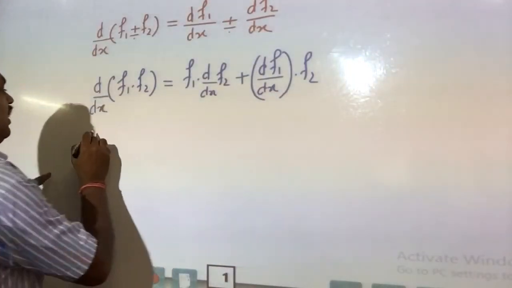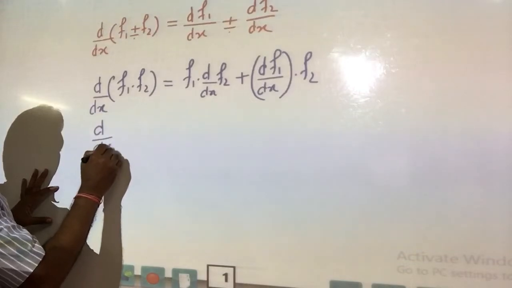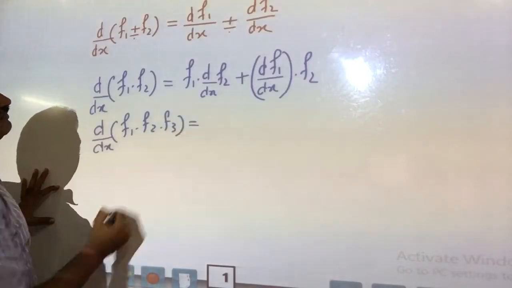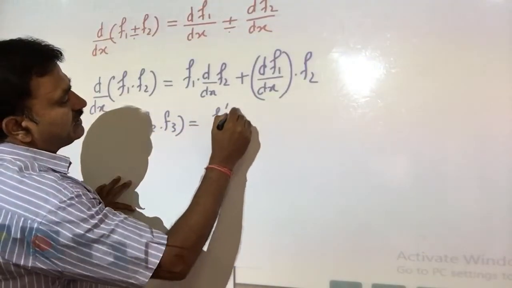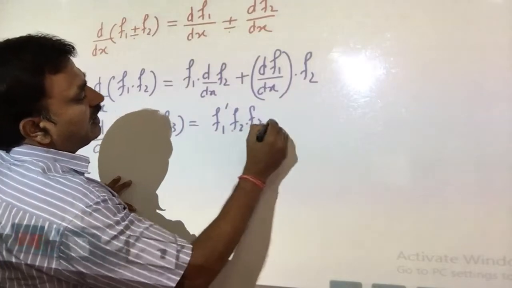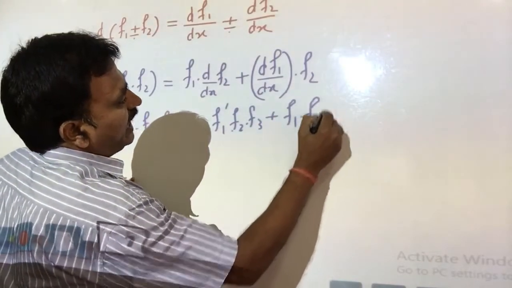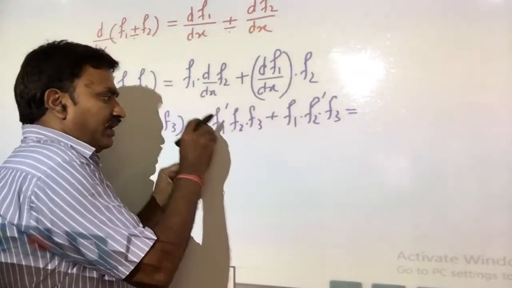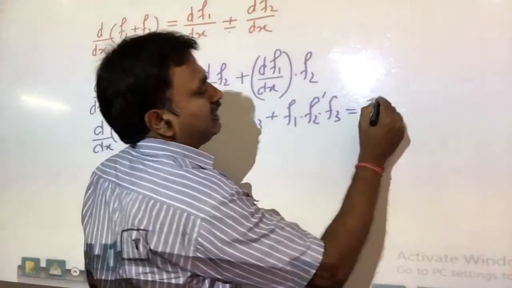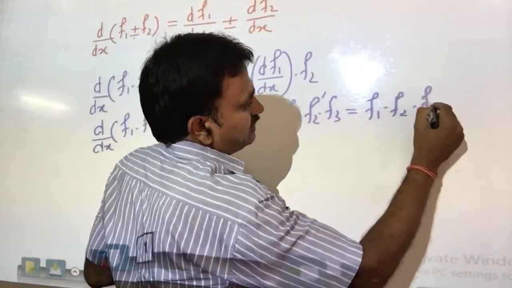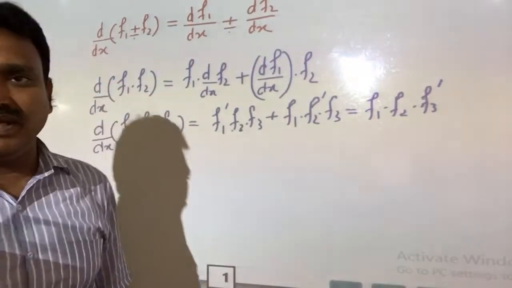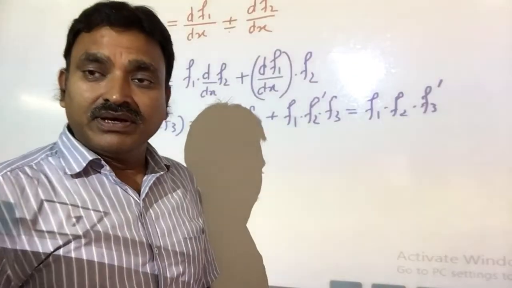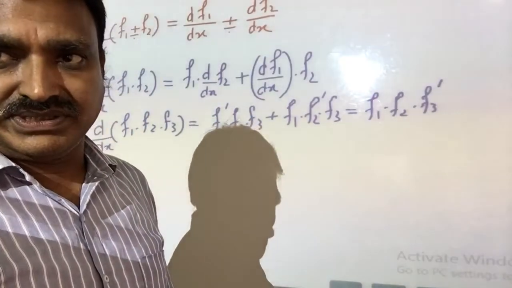It means we can write here, if we have the product of 3 functions, then it will be equal to f1 dash f2 f3 plus f1 f2 dash f3. Dash means the differentiation of that particular function, f1 here, function 2 here, and in the last function 3. The remaining functions are multiplied as they are in each term. So this is the rule for differentiation of a product of functions.